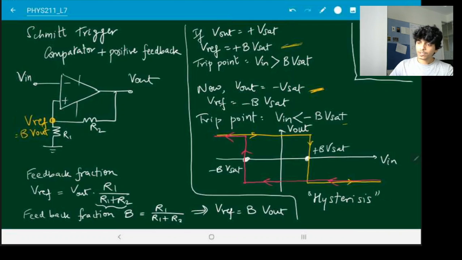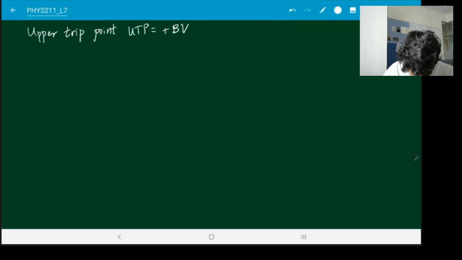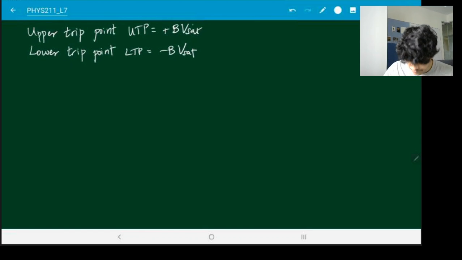So the terminology that we use over here is that the upper trip point and the lower trip point are different. The upper trip point, or what we call a UTP, is plus BVsat, and the lower trip point, or the LTP, is minus BVsat. And because these two are different, you get hysteresis.